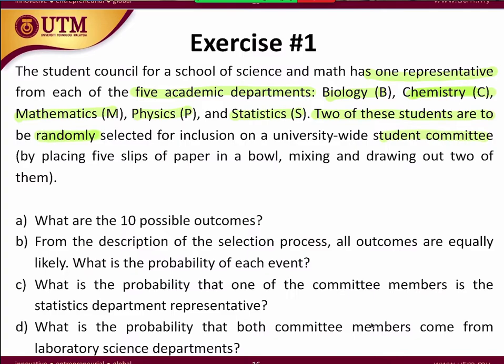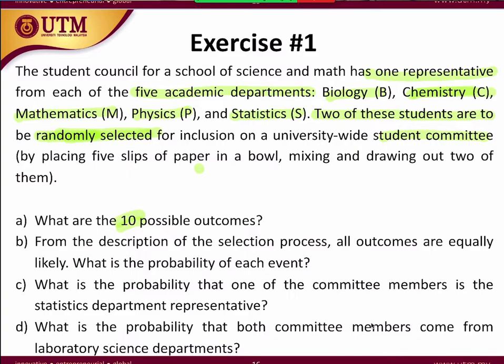Okay, so how do they make the decision? It is just by writing names on paper, putting them in a bowl and drawing them out. So it shows that it is randomly selected. Okay, so answer the questions. One is, what are the possible outcomes? You need to list out all the possible outcomes, and it has already been mentioned here, there should be 10 possible outcomes. So you need to list them out.